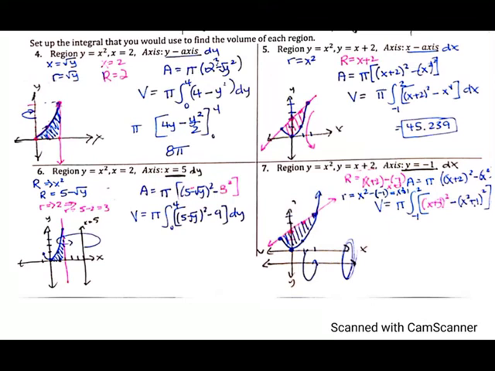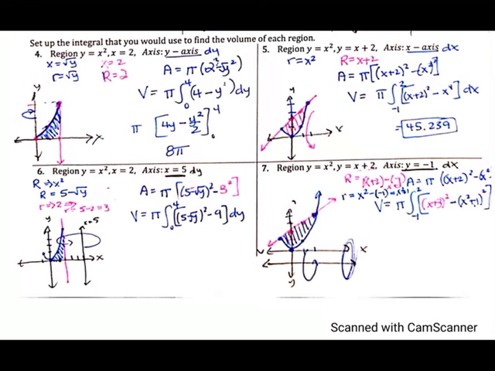6 and 7 are a little bit more complicated because we are not rotating around the x or the y axis. We are rotating around a line. So x equals 5 is a vertical line, which means we are going to be integrating with respect to y, which means not only do we need to convert our functions to be in terms of y, so the square root of y equals x and y equals 2, we also need to do 5 minus those functions because there is a big gap between the line x equals 5 and both of the functions. So big R is going to be 5 minus root y, little r is going to be 5 minus 2 or 3. And then you can set up your volume integral with respect to y.